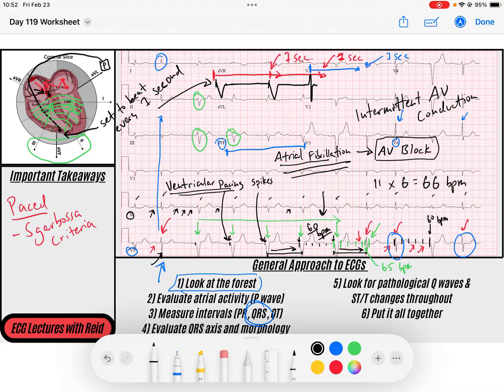So I hope this helps you understand the physiology behind the AFib with AV blocks, and how a ventricular pacemaker really plays a role in maintaining a perfusing rhythm.